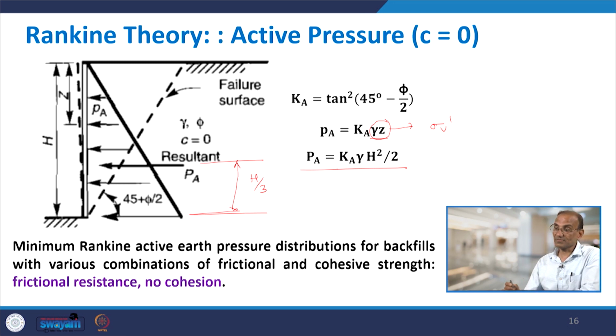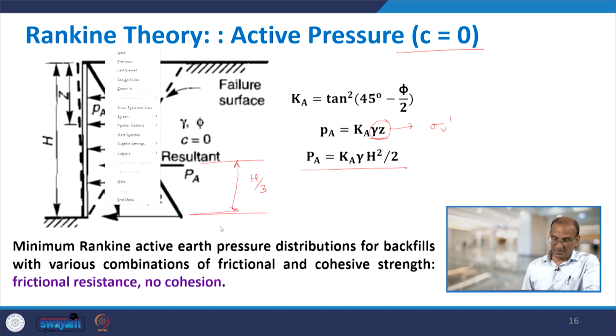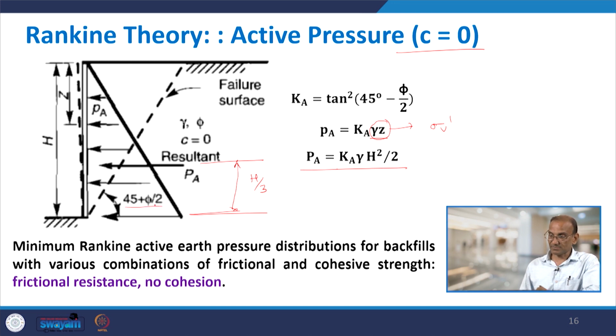This is the case when C equal to 0, when there is no C. The failure surface will make an angle with the horizontal of 45 degree plus phi by 2. Mind it, this angle is plus, while the negative sign is coming here in the K. So, for calculating the value of Ka, it will be tan square 45 degree minus phi by 2, for when phi is not equal to 0.